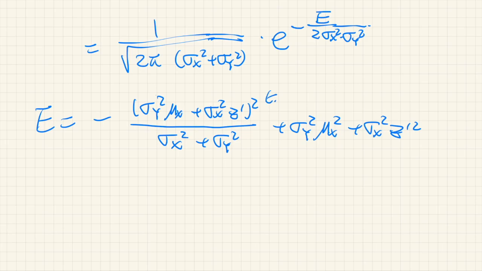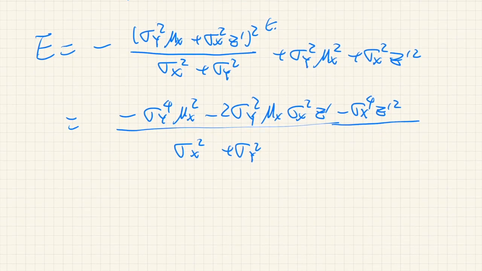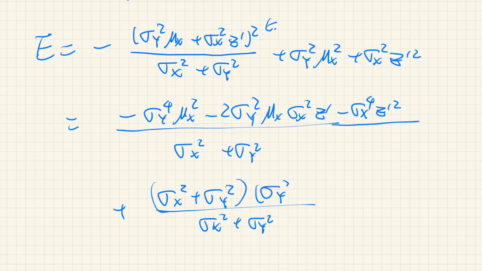And let's expand this part and make the common denominator. Sigma x squared, sigma y squared minus, let's see, this thing squared. So sigma y mu x and sigma y squared mu x sigma x squared z prime. This should be negative here. And negative sigma x to the power 4 z prime squared, and plus, let's see, sigma x squared sigma y squared times this.